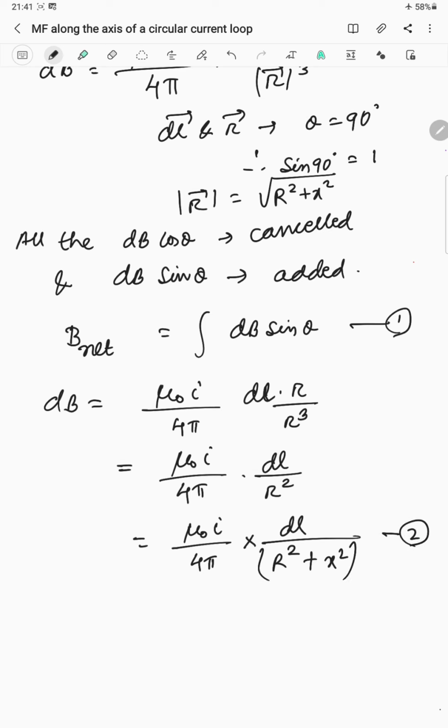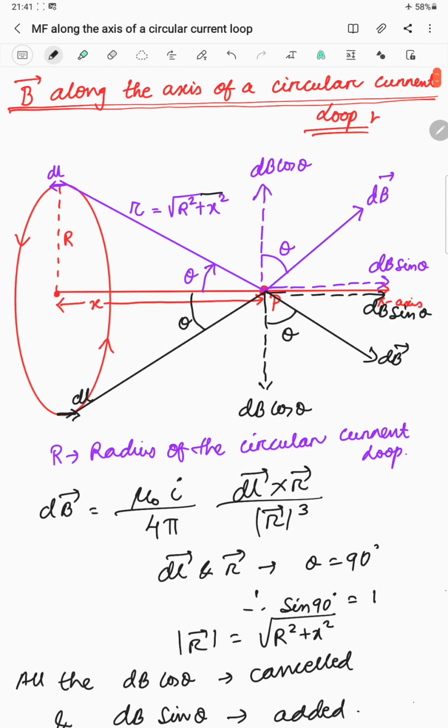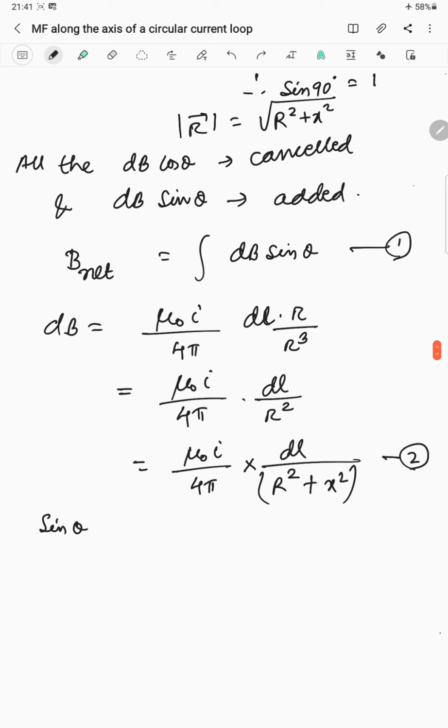Then once you have found out dB, we have to find out what is sin theta, and only then can we integrate. So how much will be sin theta? Let us consider the right angle triangle here. In this right angle triangle you will find sin theta is perpendicular by hypotenuse, which is R divided by root over of R square plus x square. Let us give it as equation 3.